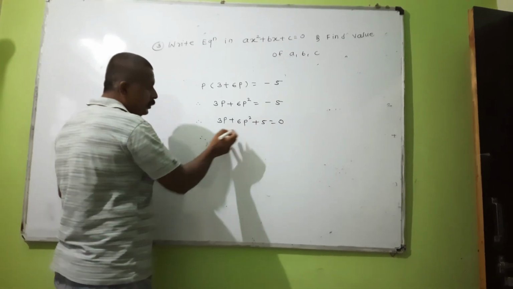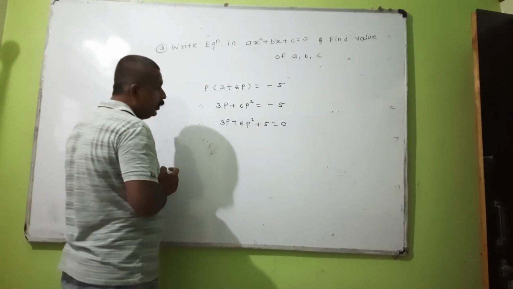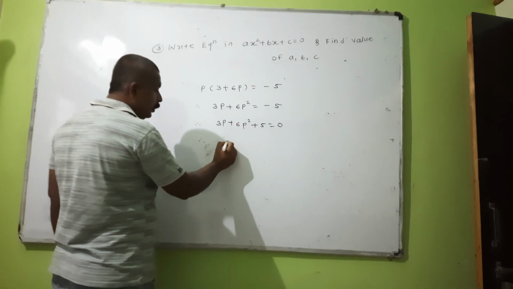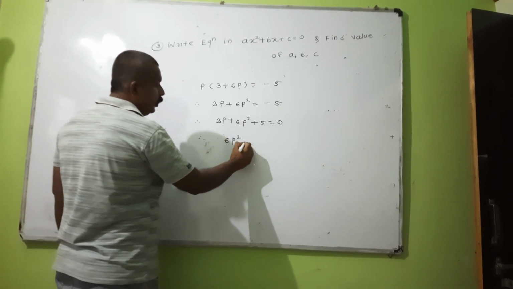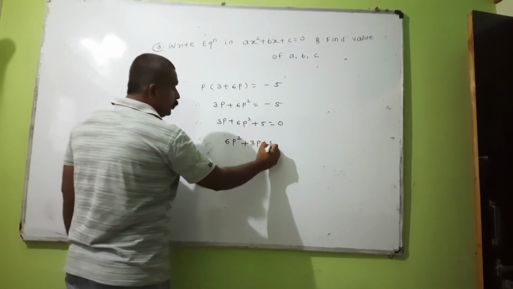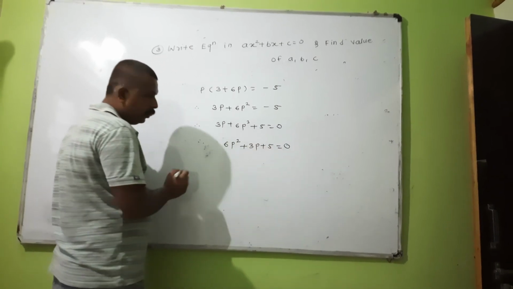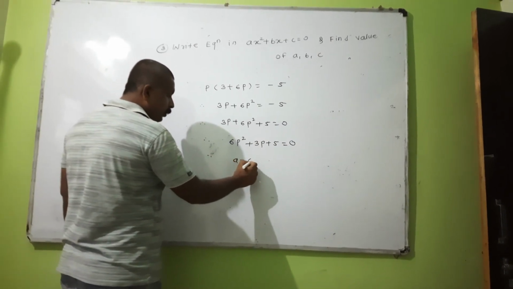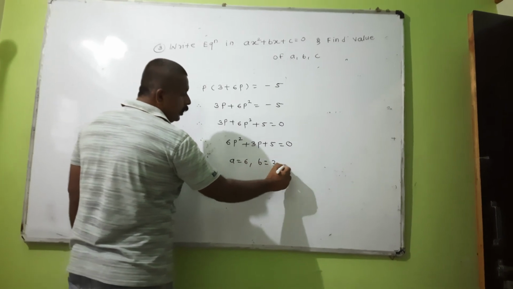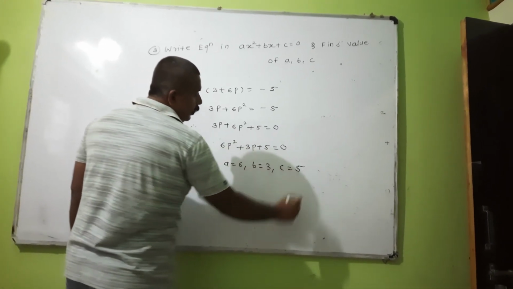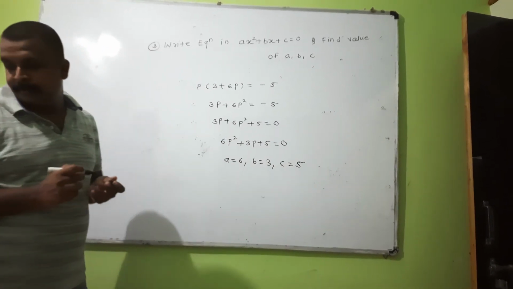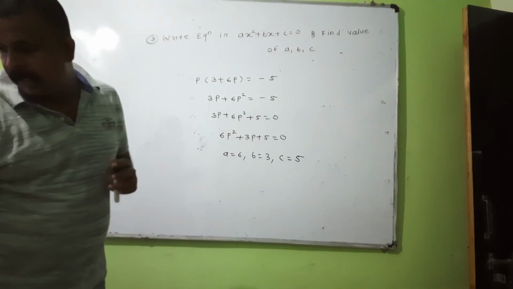After that, rearrange the terms with respect to their index power. So this contains the highest index, that's why 6p square. After that, 3p plus 5 equal to 0. What is the value of A now? It is 6. What is the value of B? 3. What is the value of C? It is 5. So let's see the last example.